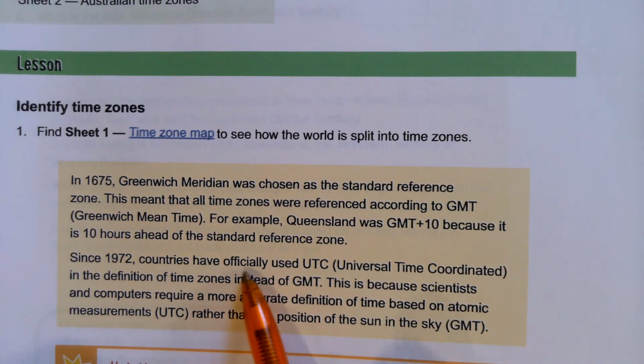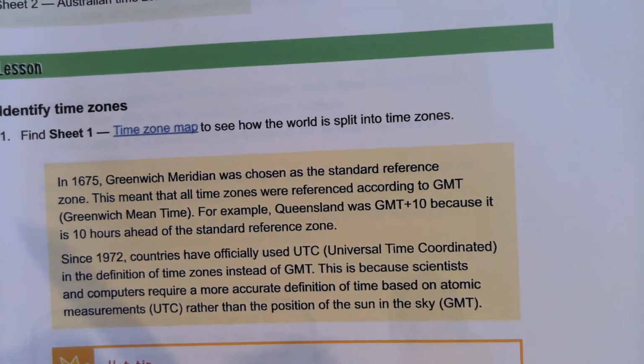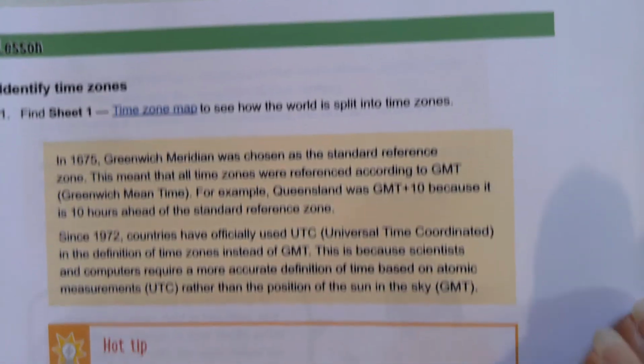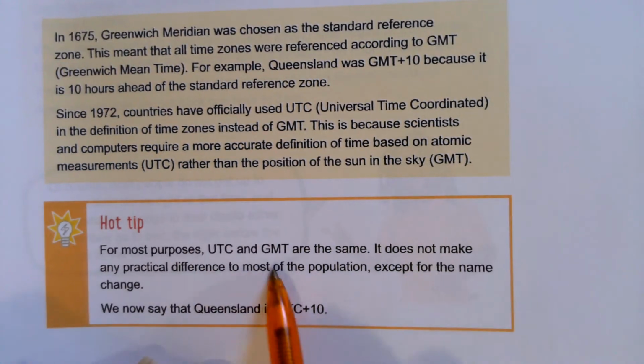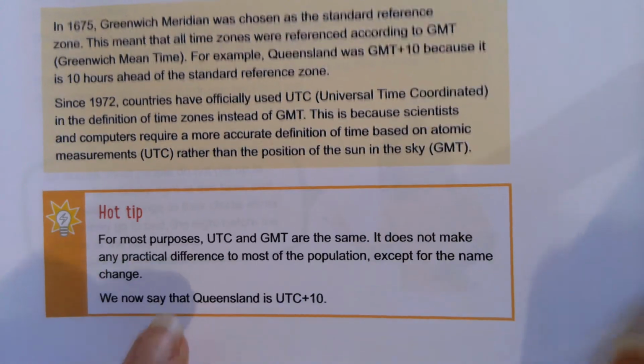Since 1972, they have changed that and they now use Universal Time Coordinated in the definition of time zones, instead of the Greenwich Mean, because the scientists and computers needed to be more accurate. We got computers, we worked out how to do it far more accurately, so we based it upon atomic measurements rather than the position of the sun. So it became far more accurate. For most of what we are going to do, it's exactly the same. So instead of Greenwich Mean Time plus 10, it's Universal Time Coordinated plus 10. That doesn't change, fortunately.